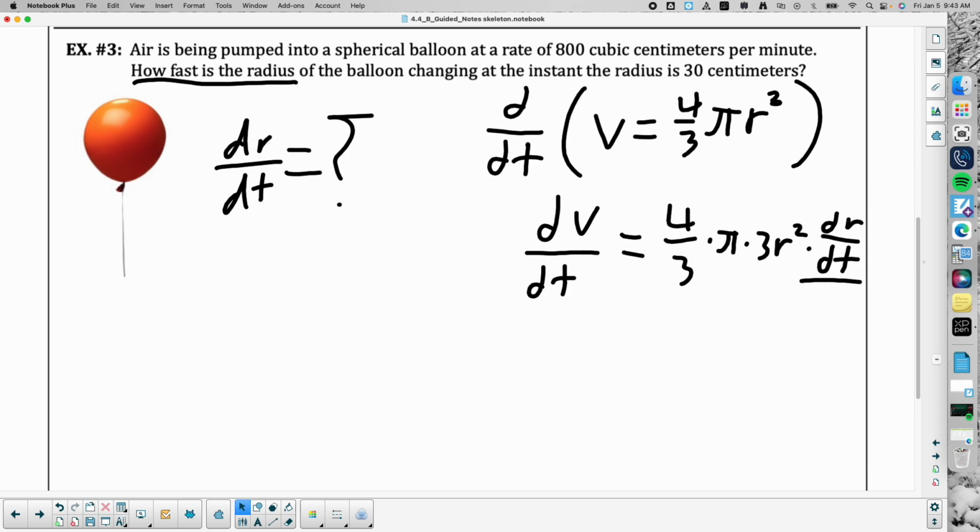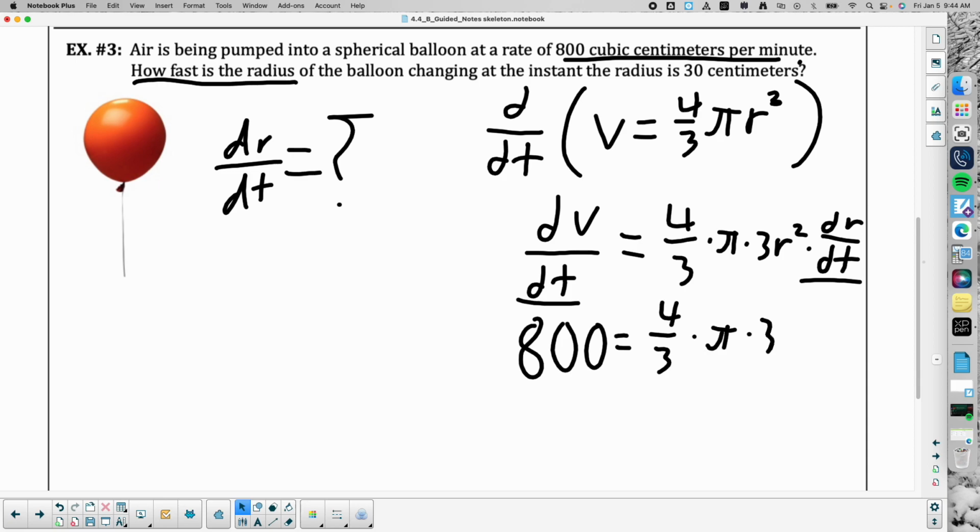So I guess the main thing is once we have a formula, we need to fill in all the information we know. So then this equals this. Wait, how do you know that one's dV/dt? Because it's volume per time. Good, very good. 800. The labeling is going to be your key to filling things out.